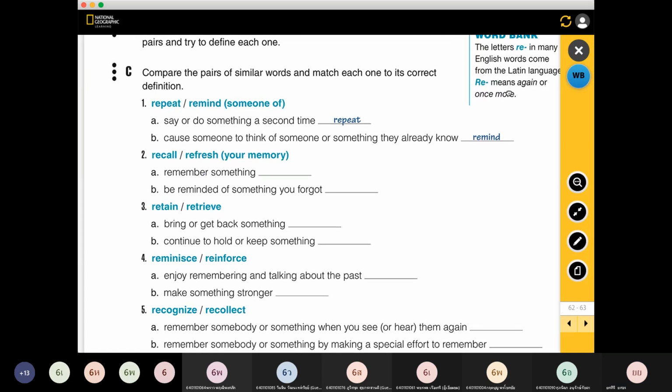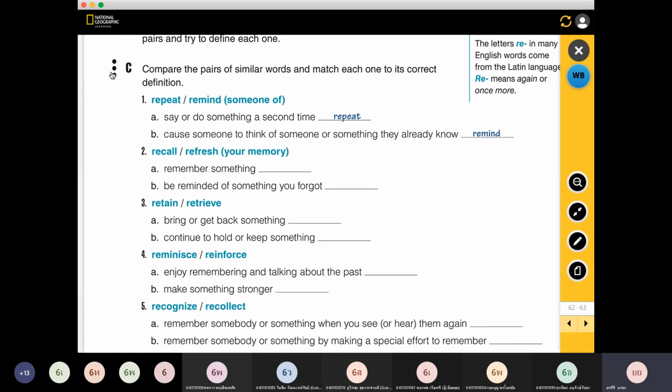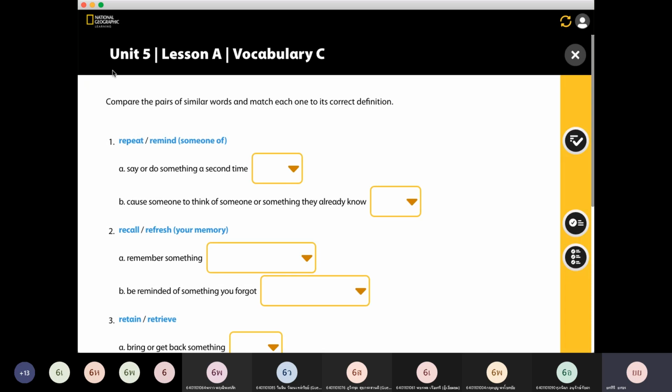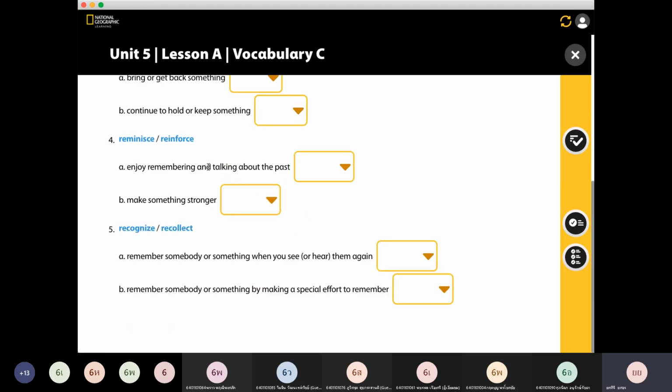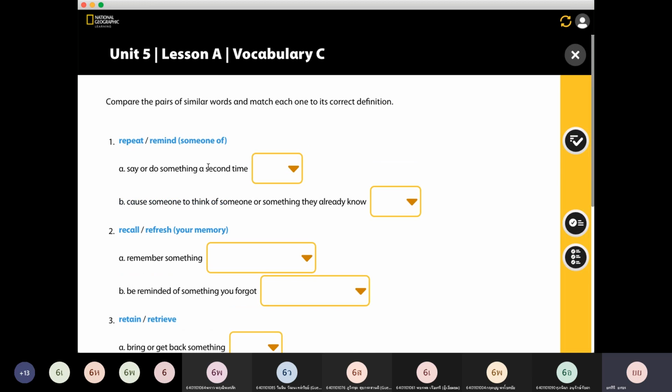So there are a lot of re- words in the text. If possible, let's do this just a little bit. Can you look at the text and then choose the correct meaning of each word that you came across in the text? I'll give you about 5 minutes to finish the task.